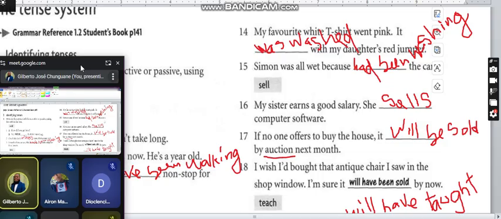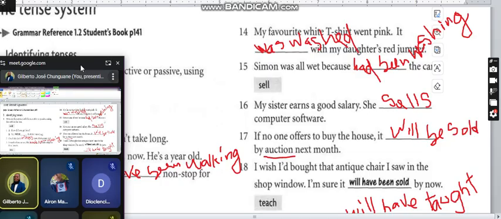So you can say Simon was all wet when I saw him because he had been washing the car. So this is the difference. So that's why I say the context is very, very important. And you can say, for instance, Simon was well wet because he washed the car. This would not make sense. Or Simon was well wet because he had washed the car.